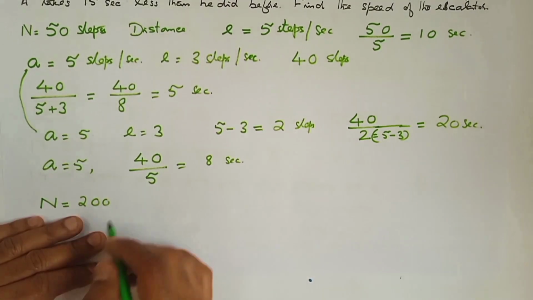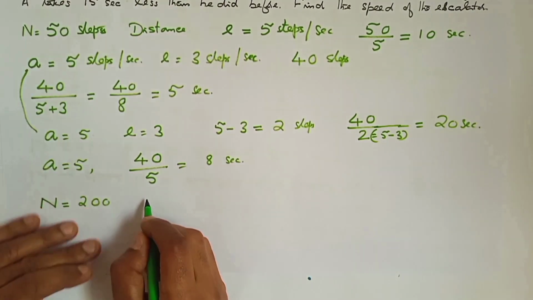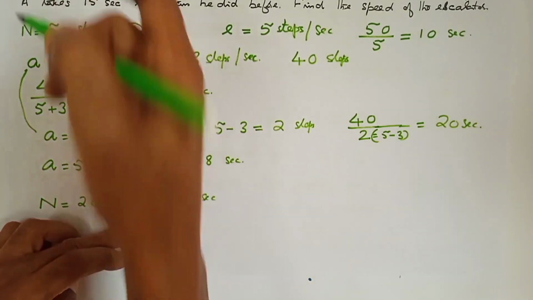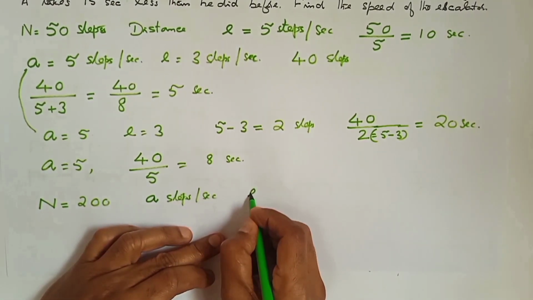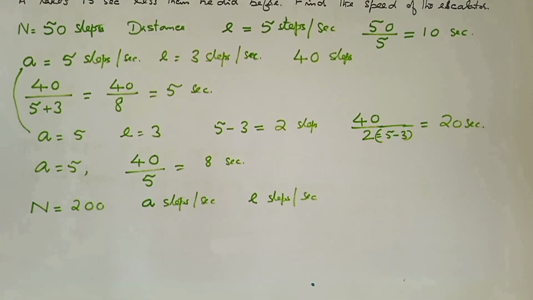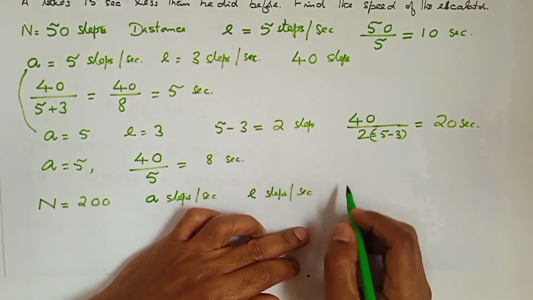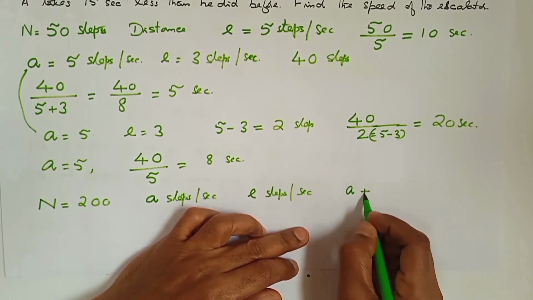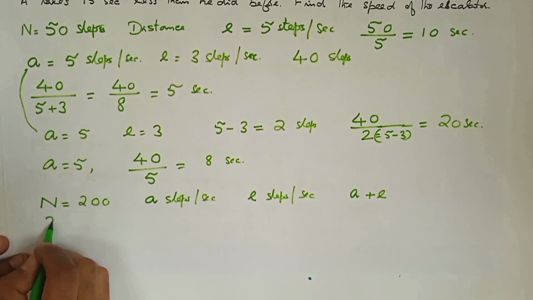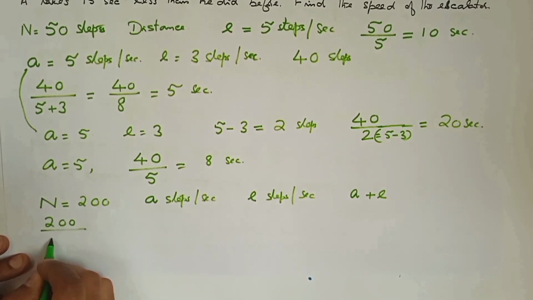We don't know the speed of A. Let A steps per second be the speed of the person, and let E steps per second be the speed of the escalator. Now when they are both moving in the same direction, the effective speed will be A plus E, and the total distance to be covered is 200 steps. So 200 by A plus E.